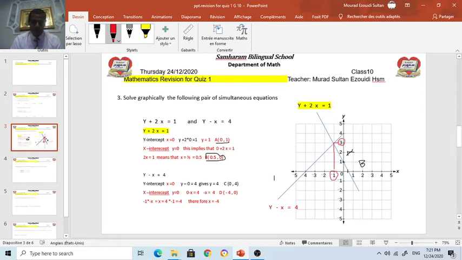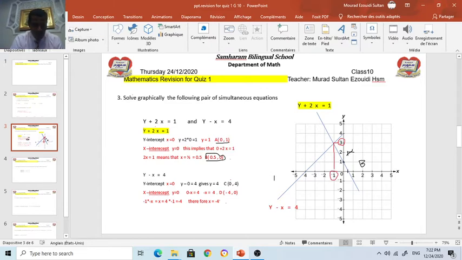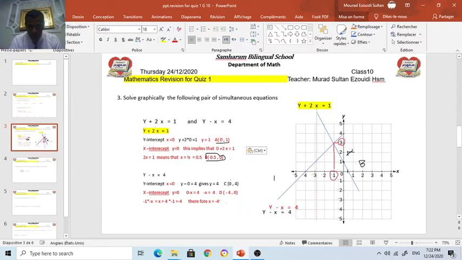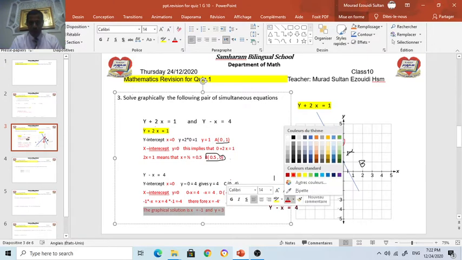Okay, so as a conclusion, I'll just write here as a conclusion. This is y minus x, and as a conclusion you can say what? The graphical solution is x equal what? x equals -1, and y should be equal to 3. Okay, this is your graphical solution in this kind of equations. You should do like that.